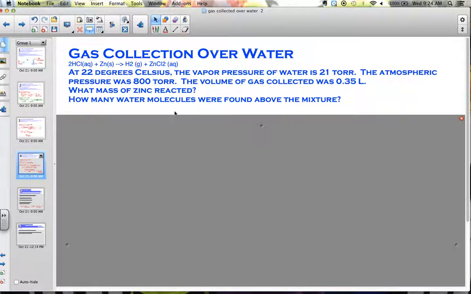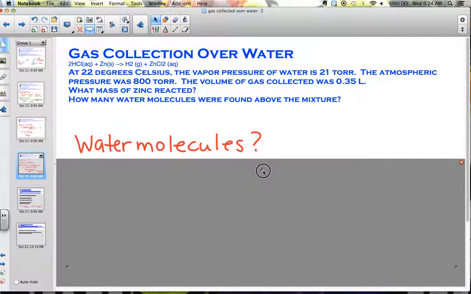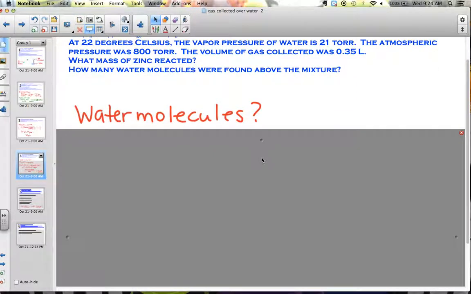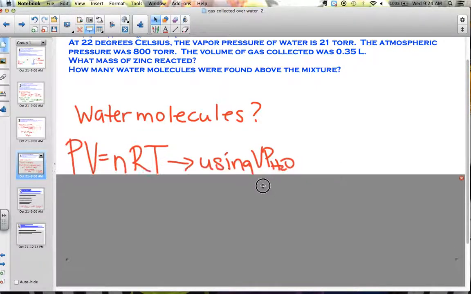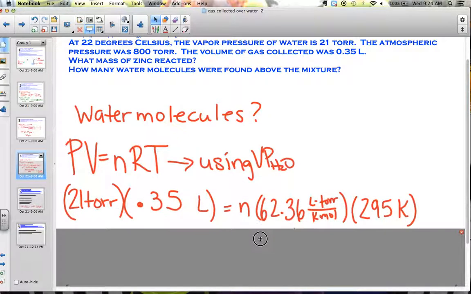If we want to find out how many molecules of water were found above the mixture, we now start back at the original information, and we are now going to go to the fact that it was 22 degrees Celsius and the vapor pressure of water was 21 torr, because the vapor pressure of water is the partial pressure of the water. We're going to use the vapor pressure of water in PV=nRT with all of our other information.